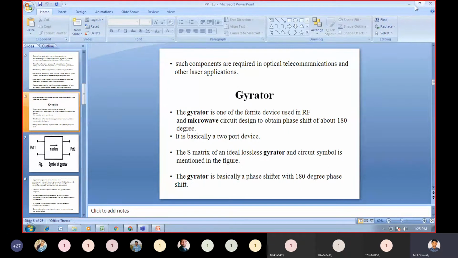So the next one is the gyrator. The gyrator is one of the ferrite devices which is used in RF and microwave circuit design to obtain a phase shift of about 180 degrees. It is basically a two-port device.